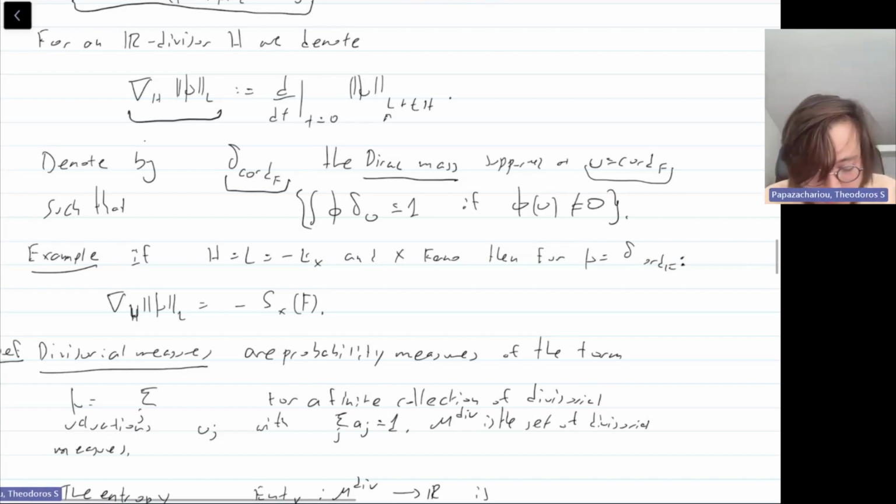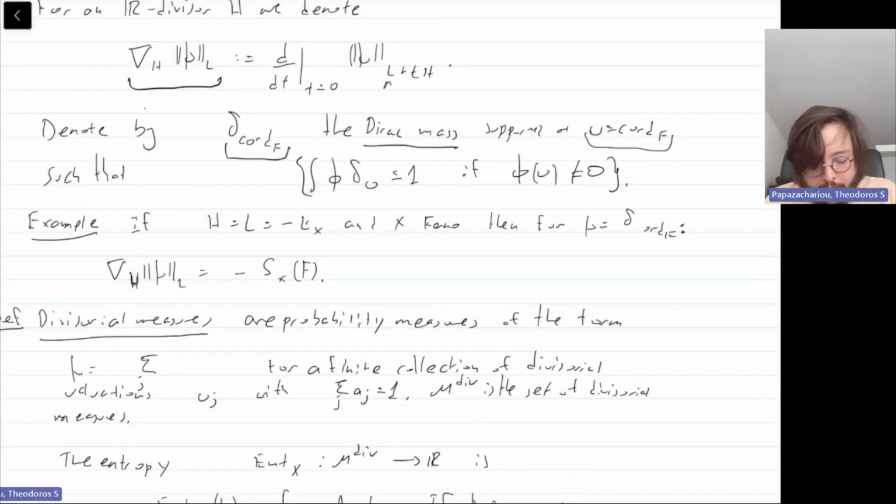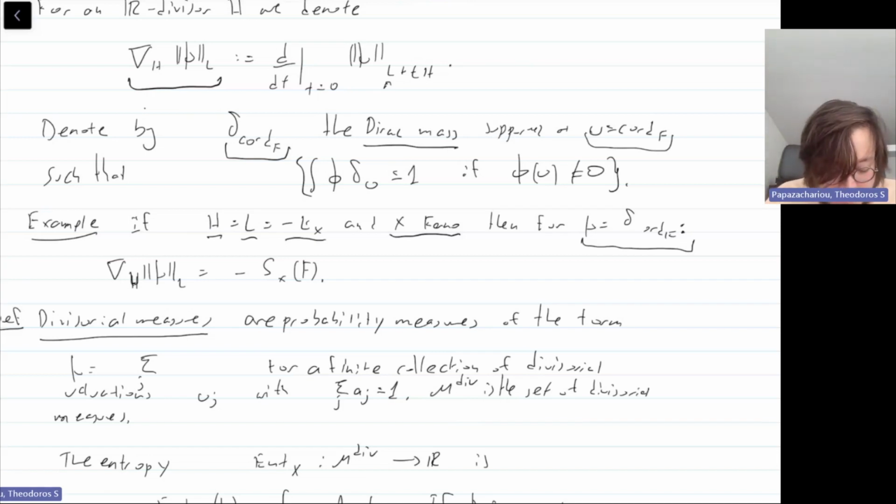So that is what I want to say. So the example, for those of you who are working mostly with K-stability of Fanos, is that if I take H and L to be the anti-canonical line bundle, if I take X Fano and I take mu to be a single Dirac mass, then this directional derivative is in fact the minus S, the S invariant of F.